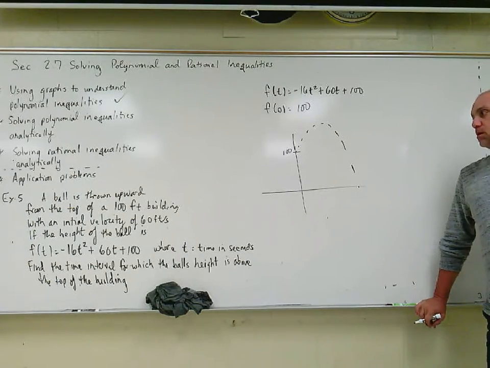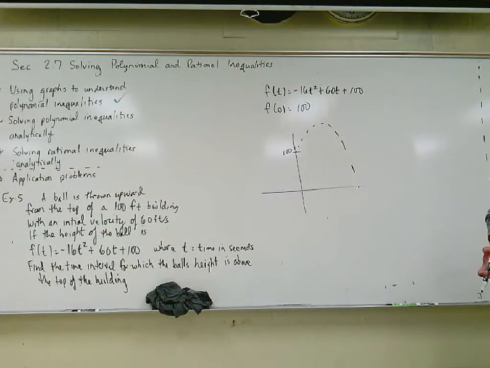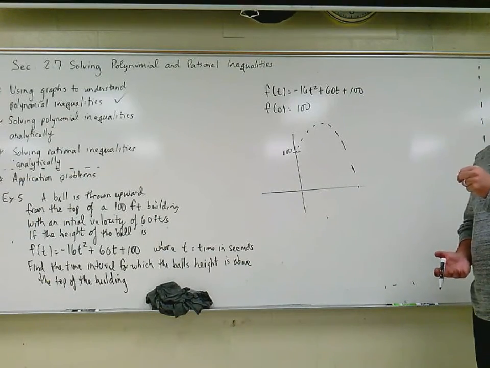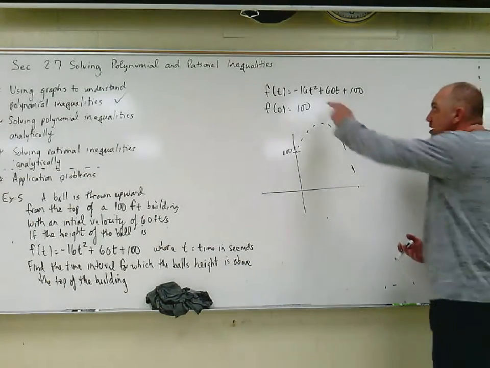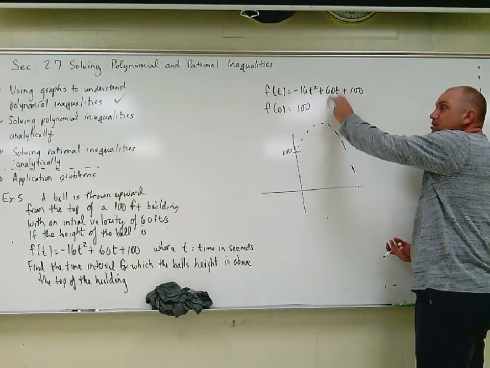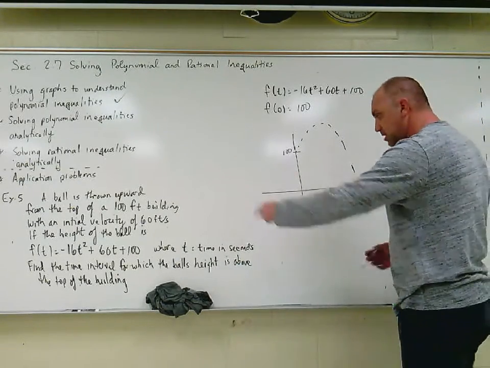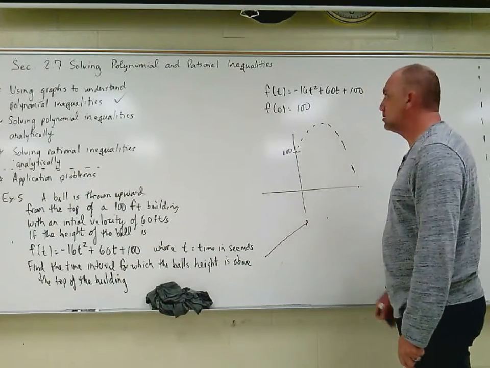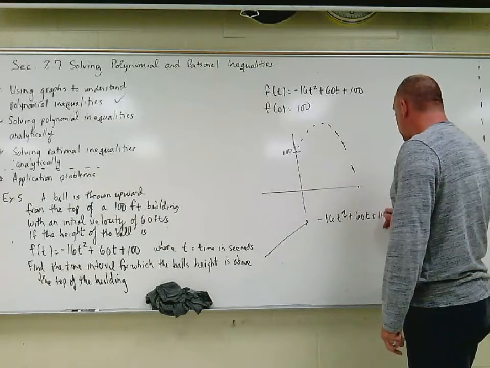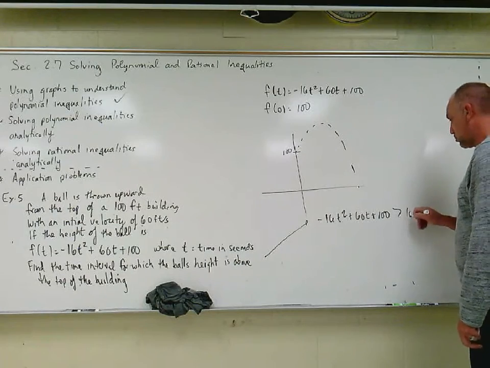Okay? Now, here's where we're tying in what we've learned today. It says find the time interval for which the ball's height is above the top of the building. So notice, this tells us the height of the ball. We want to figure out where this is greater than 100. So you have to read that last sentence and say, okay, I've got to take my function and solve for t, when is it greater than 100.